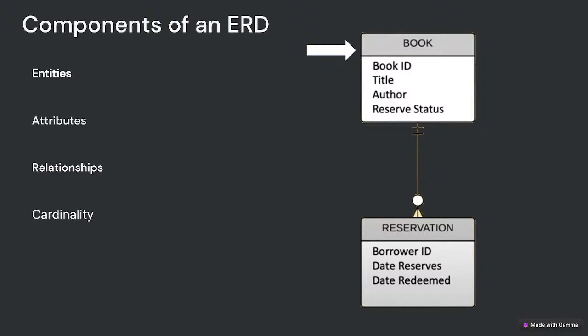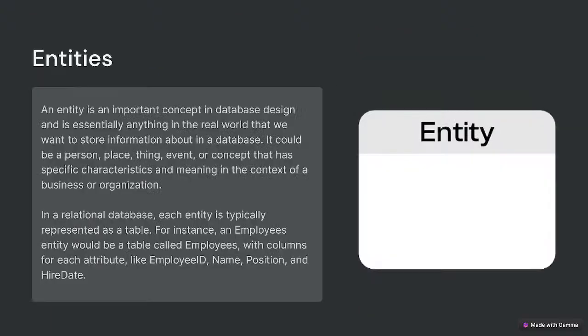Okay, so this is your table, this is your entity, this entire box is your entity. This right here are your attributes. This line that connects this to this shows the relationship, that this and this are connected. And this symbol here shows the cardinality between these tables. So let's go into each of them and understand what they are.